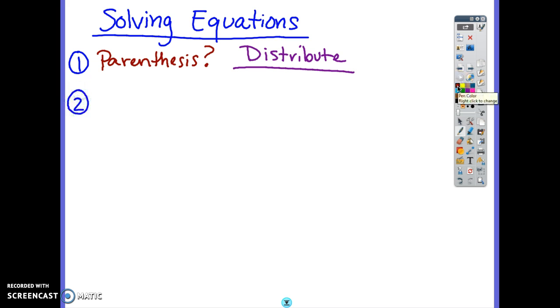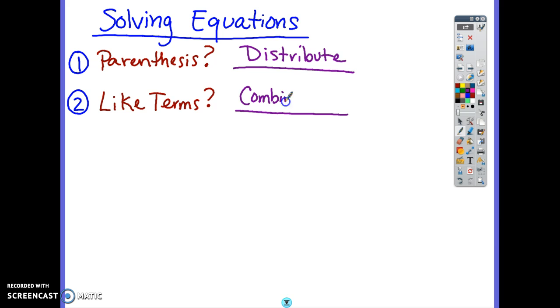Are there like terms on either side? Like terms. And if so, then you will be combining. But it has to be on one side or the other side. You can't combine terms that are on both sides. So I'll show you that in a little bit. So combine like terms. Step number 3.